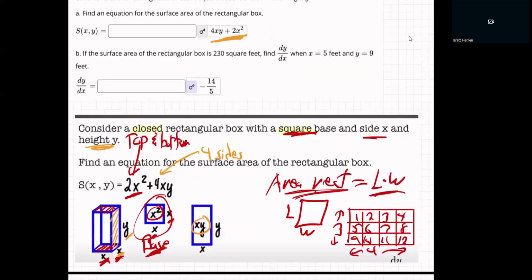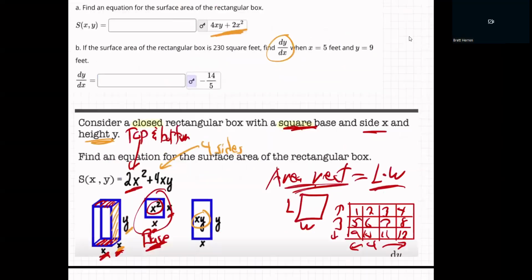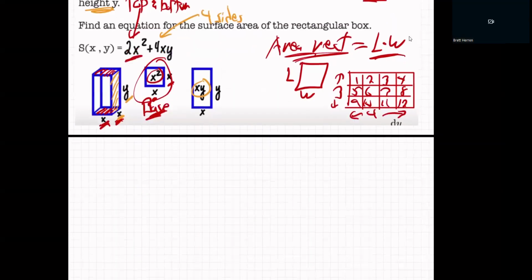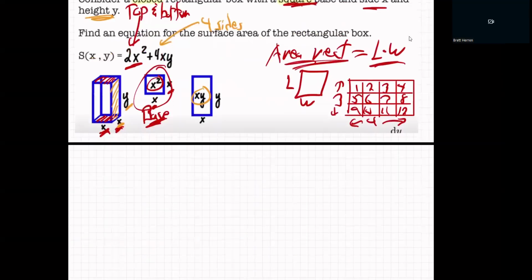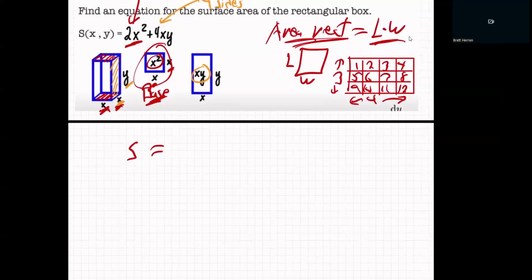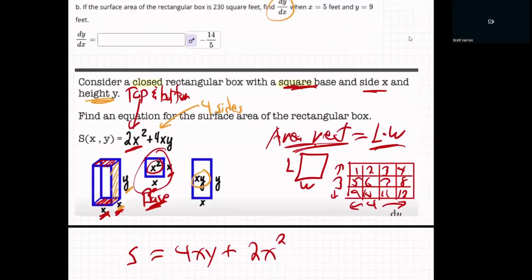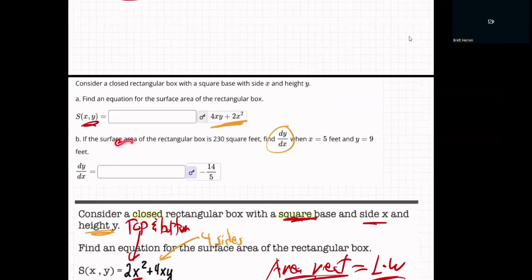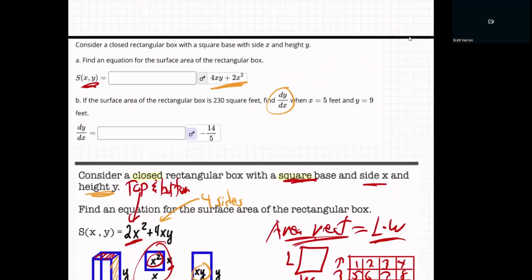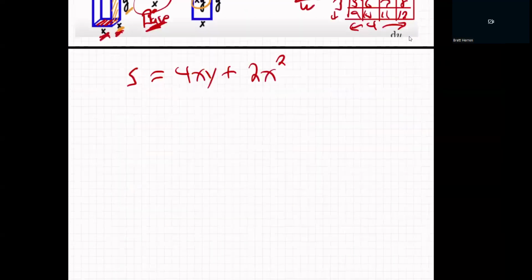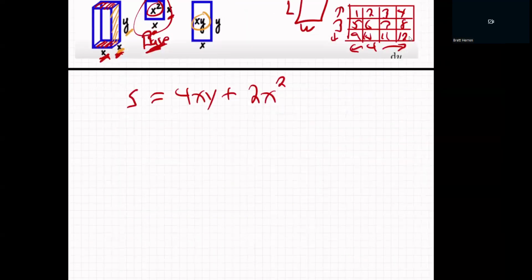Now part B, they want us to find dy/dx. So let's bring that down. The surface area is 4xy plus 2x squared. Either order, I put the x squared in the back, they put it in the front, it doesn't matter. They tell us that the surface area, which means all the outside of the box, all the cardboard, is 230 square feet. So this surface area is 230.